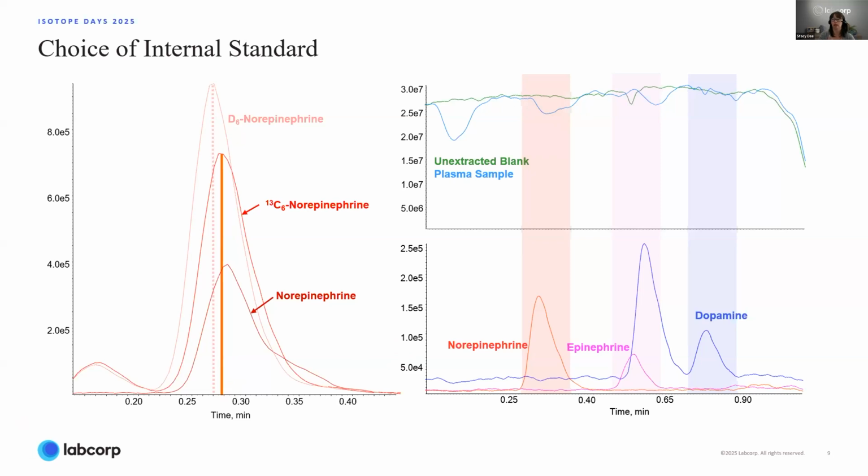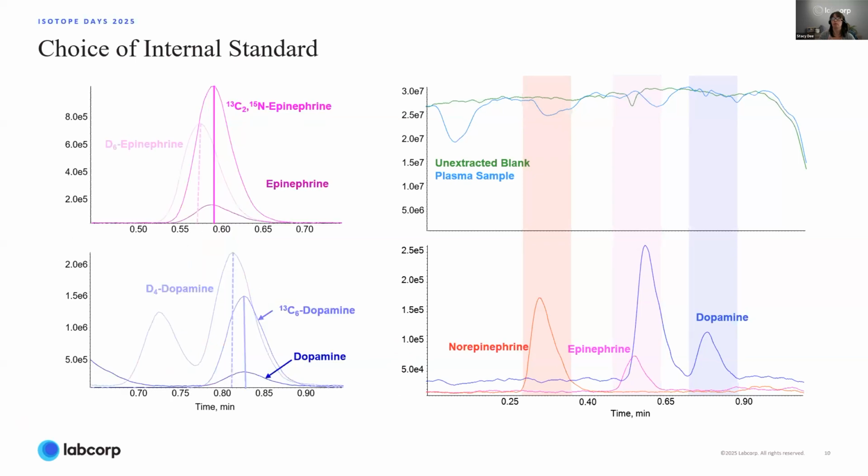And on the next page, you'll see we have the same effect for epinephrine and dopamine, where the deuterated internal standard elutes before the carbon labeled, and the carbon labeled pretty much co-elutes with the analyte.